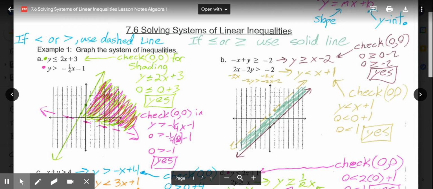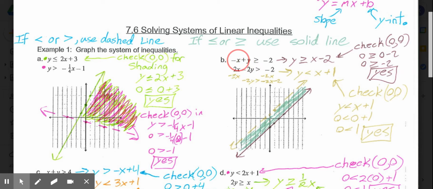So let's look at B. In B, neither one of our equations are in slope-intercept form, so I rearranged them into slope-intercept form. On top, I just need to add x to each side to get rid of the negative x. So that top equation is y is greater than or equal to x minus 2. In the bottom equation, we had to subtract the 2x from each side, then divide everything by a negative 2. So remember, if we're dividing by a negative, the inequality sign flips. So this one would become y is less than x plus 1.